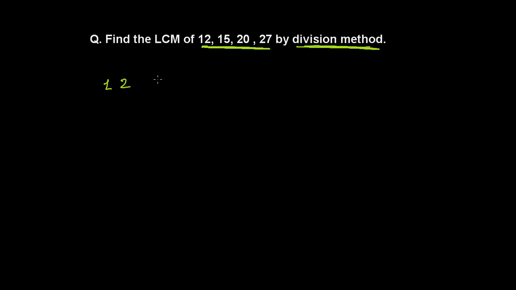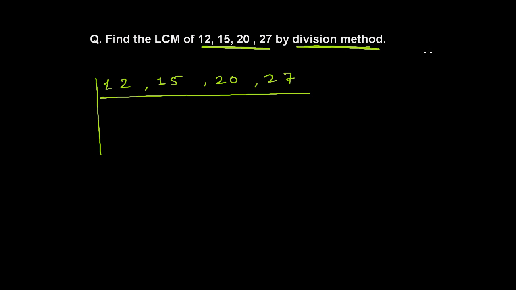Let's write here 12, 15, 20 and 27, and we need to give a line like this, and separate them by commas. Now see here, we need to choose a number, like it may be 2, the smallest one. Check whether it divides by 2, or it may be 3, or 5, or 7, or any bigger number. So choose a number which can first divide all four numbers.